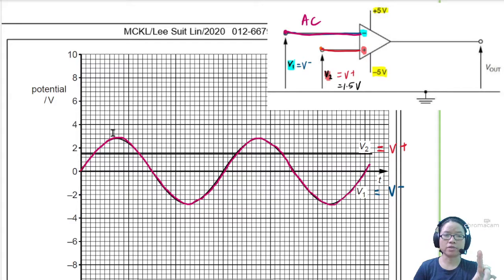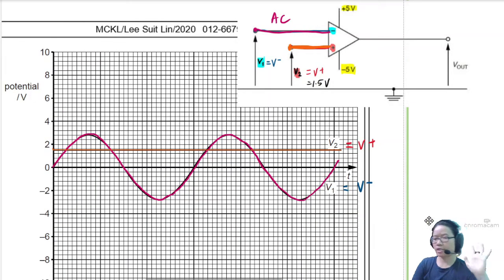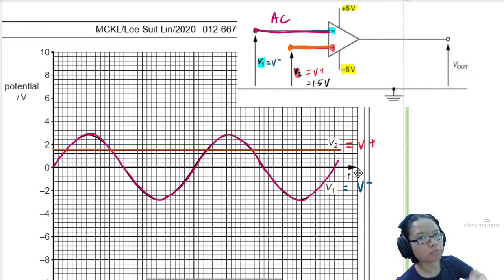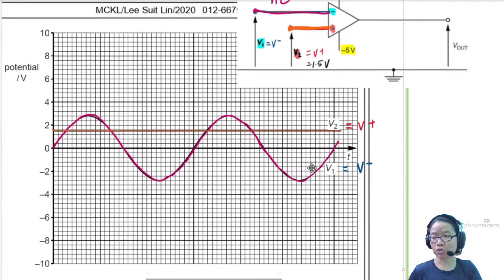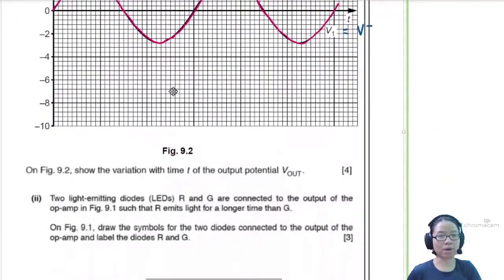I've traced out the sinusoidal wave function so that it's easier for you to see. I'm going to repeat the same thing for the direct 1.5 voltage. That would be your non-inverting input. I'm going to use orange. You will see why later. So you can see now I have drawn out the V plus and V minus, or the inverting and non-inverting input, so that it looks clearer. And don't forget, we are comparing between these two. So let us continue to read the question first before we start comparing them.